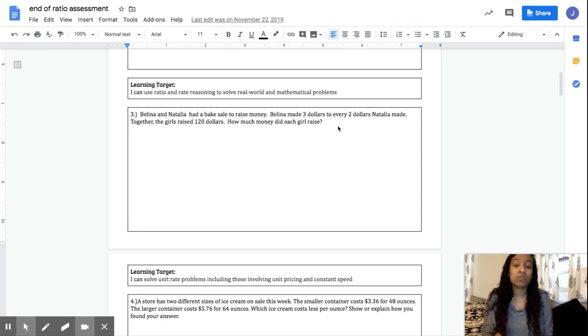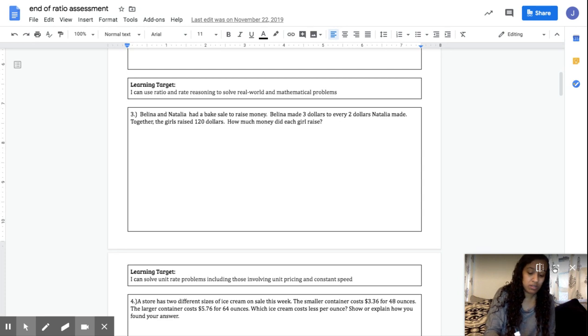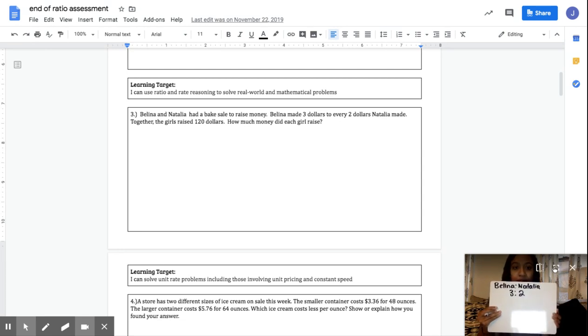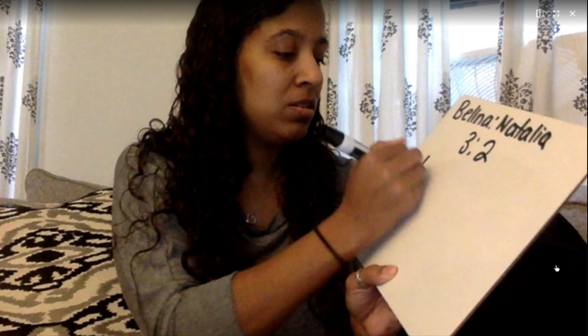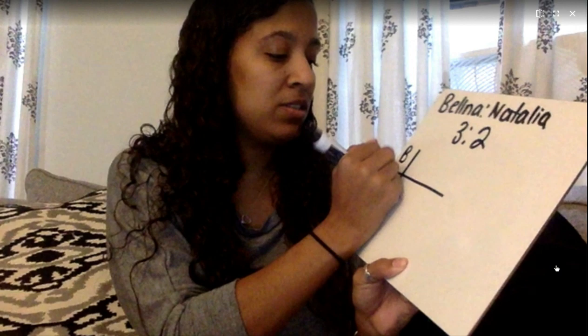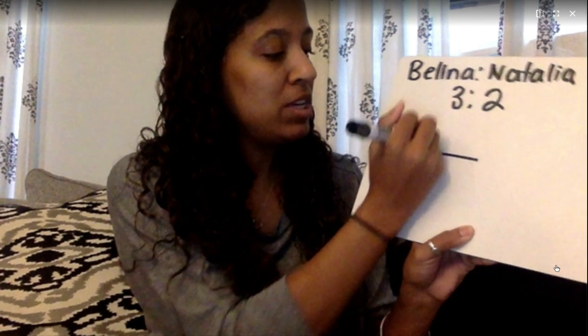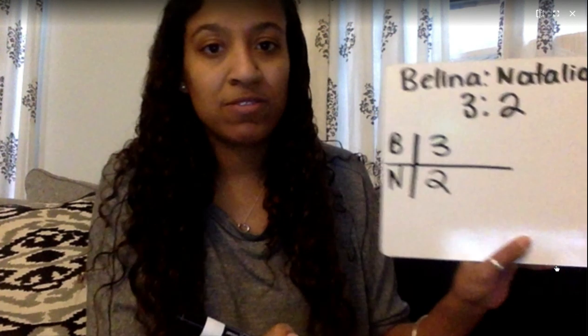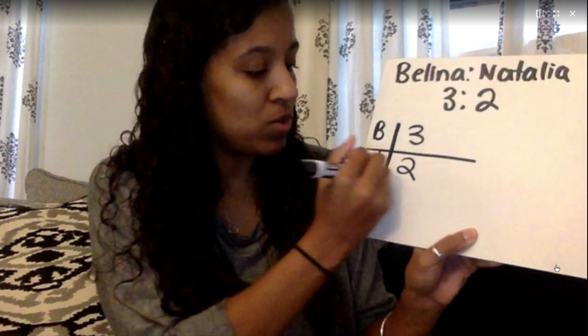My big strategy is always a ratio table. So I like to figure out, what are we comparing? I know Belina to Natalia is $3 to $2. And then I know that together they raised $120. So I'm going to set up a ratio table comparing how much Belina raised to Natalia raised. I know is 3 to 2. Now, the next piece of information they give me is that together they raised 120.